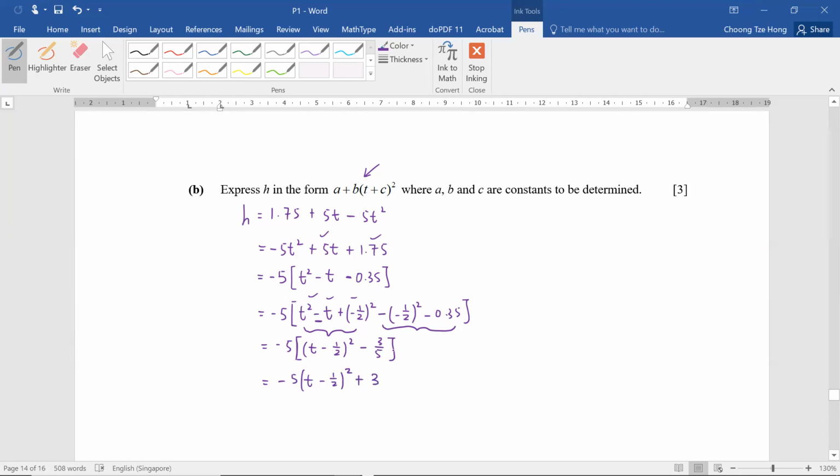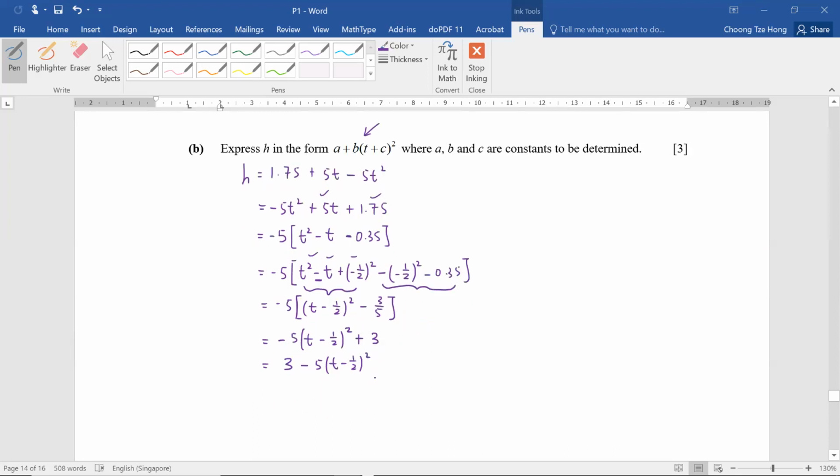Then we will rearrange in the form that they want us to do so: 3 − 5(t − 1/2) squared. If you do some comparison, it will be obvious that A is 3, B is −5, and C is −1/2. So this will be the answer for part B. Not too difficult.